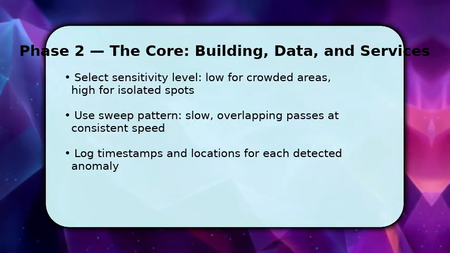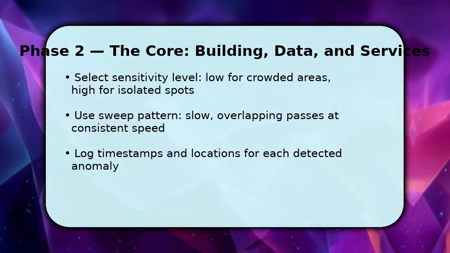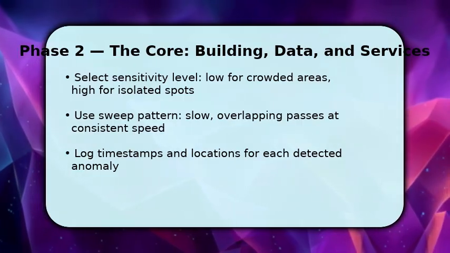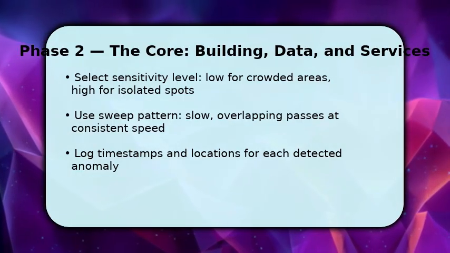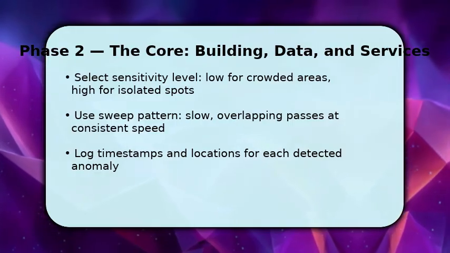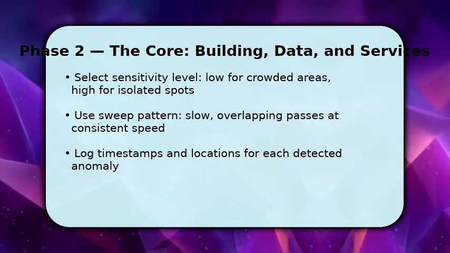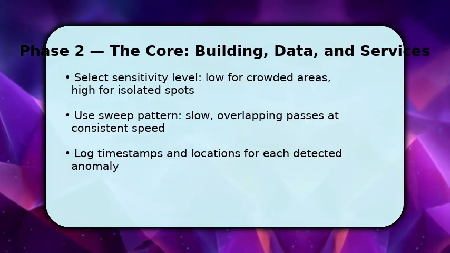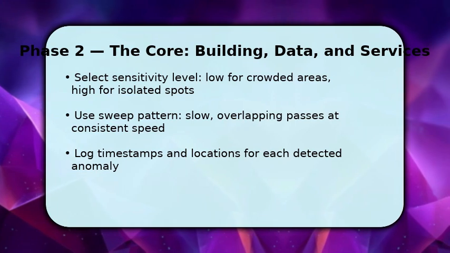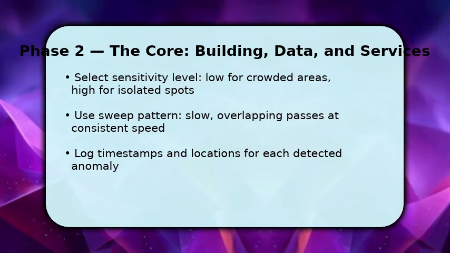Next, adjust sensitivity. Choose low in busy environments and high in quiet spaces, because that trade-off reduces noise while catching weak signals. As you scan, tag each detection with a timestamp and location. This makes correlation and repeat scans easier. Finally, run a focused follow-up on any high-confidence hits.